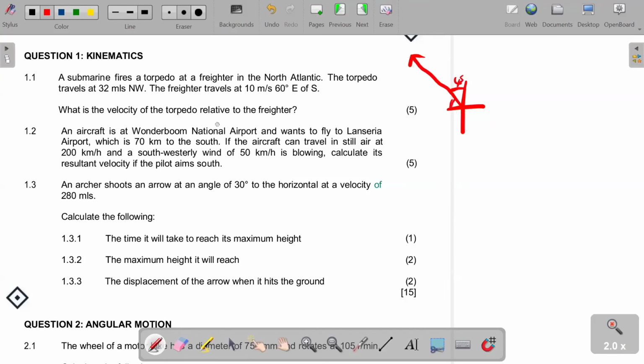Then the freighter travels at 10 meters per second, 60 degrees east of south. So that means 60 degrees east of south. East of south is this direction here. So they are saying 60 degrees east of south, which means this is 60 degrees here, east of what? Of south. That's the direction.